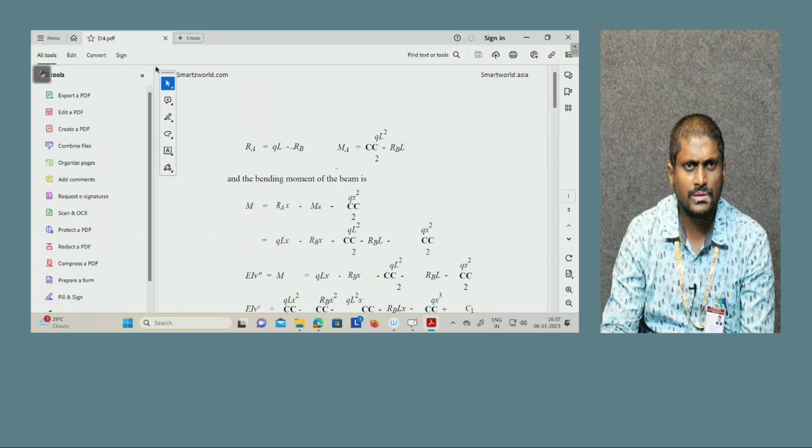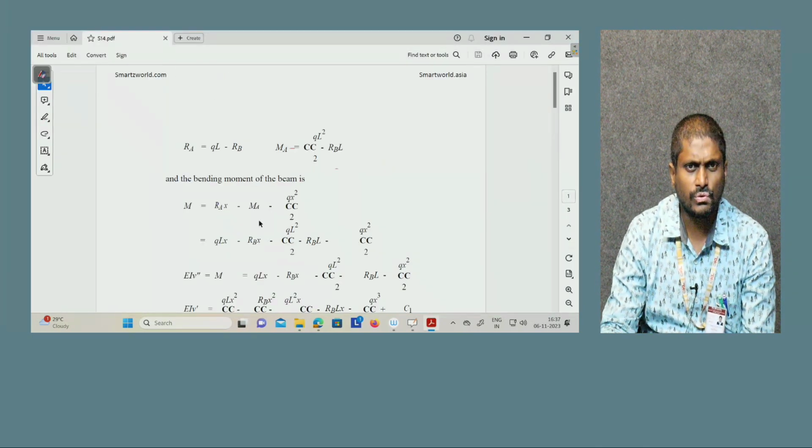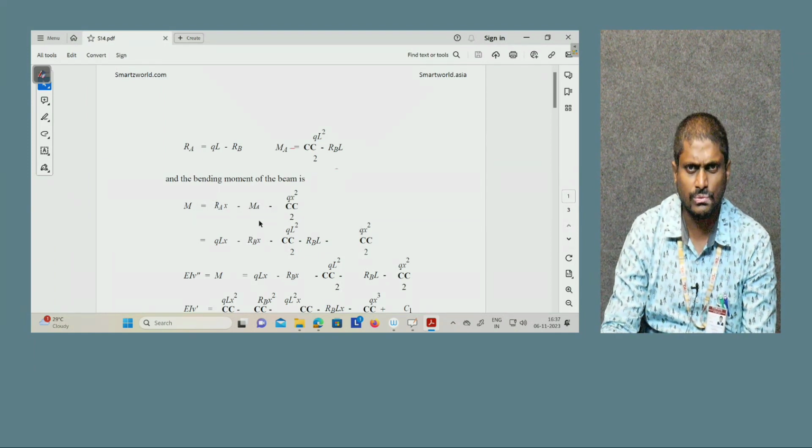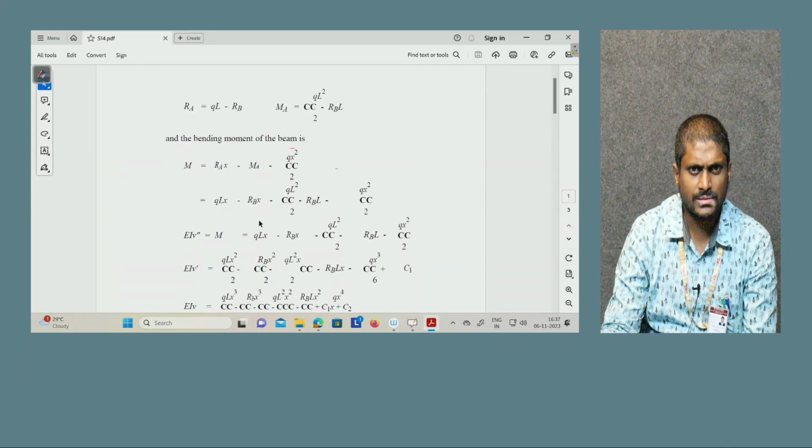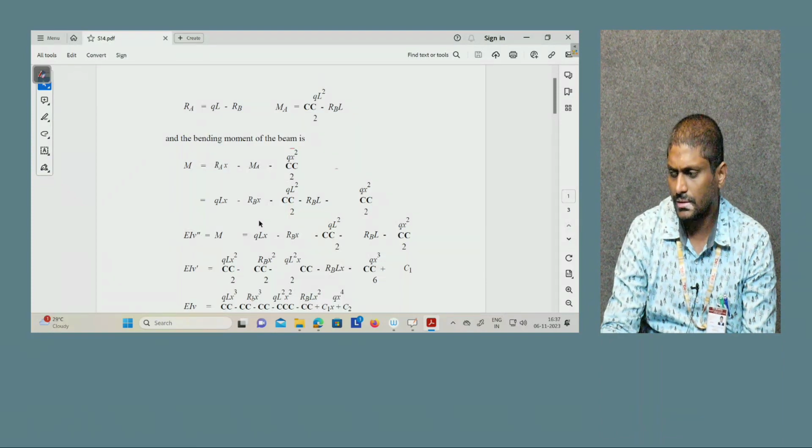Then you see here that RA equals qL minus RB, MA equals qL square by 2 minus RB L, and the bending moment of the beam is M equals RA x minus MA minus qx square by 2, that is qLx minus RBx minus qL square by 2.